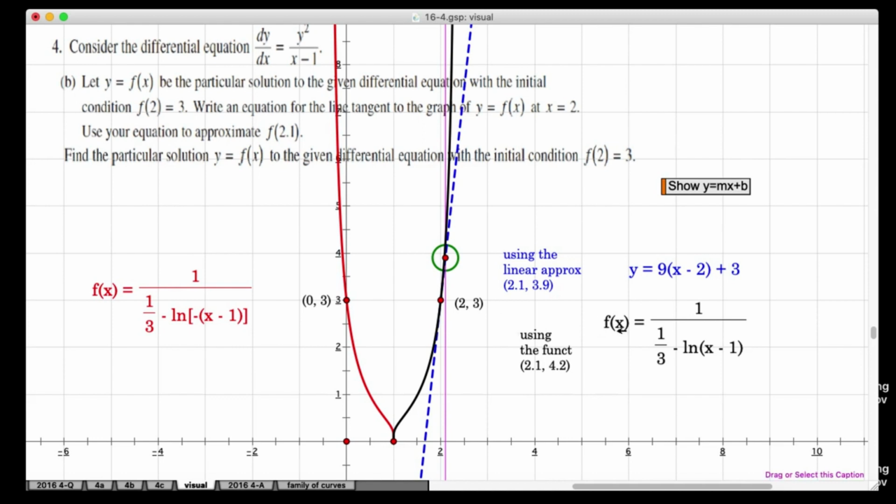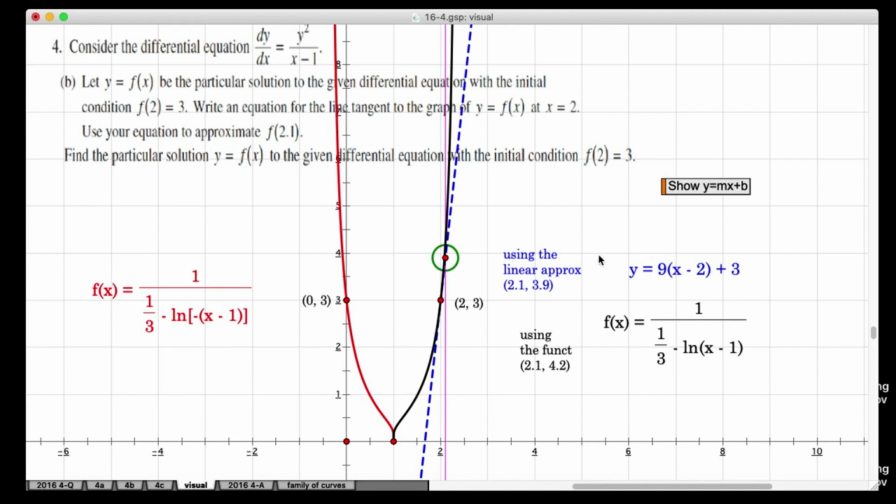If I wanted to find f of 2.1, if I was to plug 2.1 in here for x, that means I'd be taking the natural log of 1.1, and without a calculator, I don't know what that is. But if I did, I would have to subtract it from 1/3, which is going to be some ugly decimal, and then divide it into 1, which is kind of a complicated operation, okay? Or just complicated arithmetic, I should say.